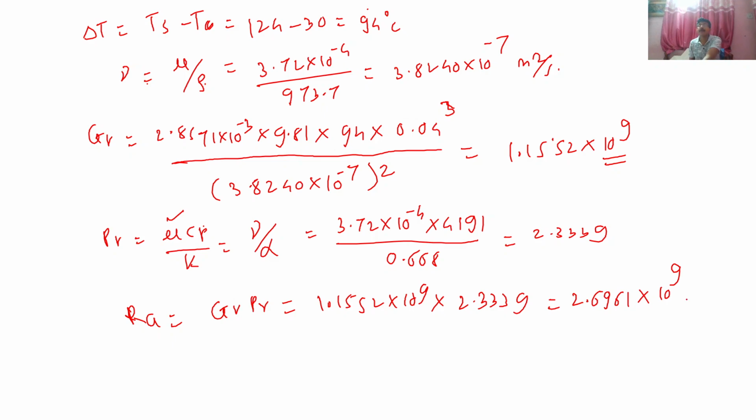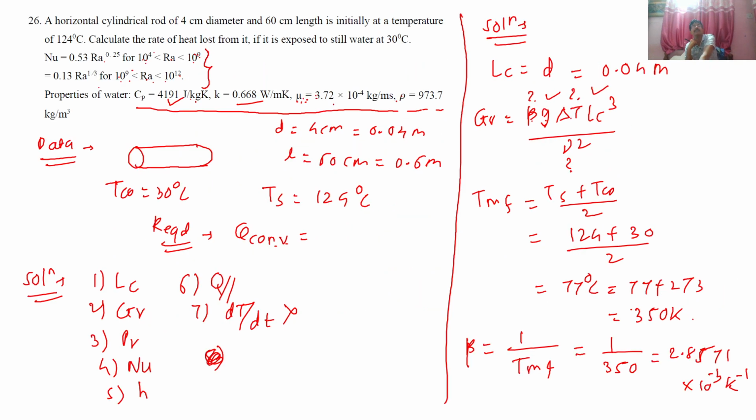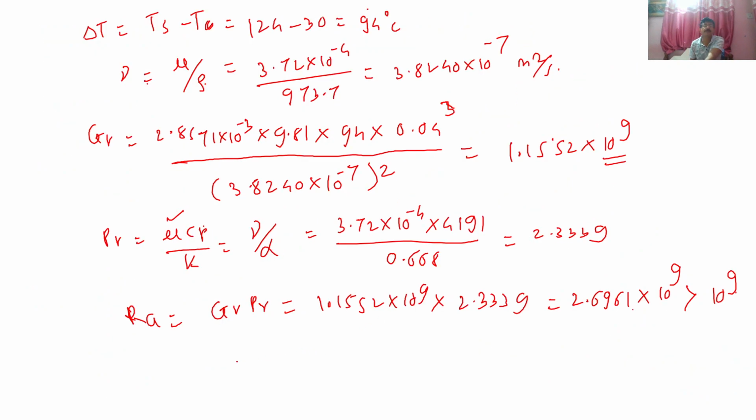Let's compare. It is definitely greater than 10 raised to 9, because 10 raised to 9 means 1 into 10 raised to 9. It is 2.69. So definitely it is greater than 10 raised to 9. So if it is greater than 10 raised to 9, I need to use this correlation, because the Rayleigh number is greater than 10 raised to 9. So Nusselt number is equal to 0.13 Rayleigh number raised to 1 by 3. Just put the values.